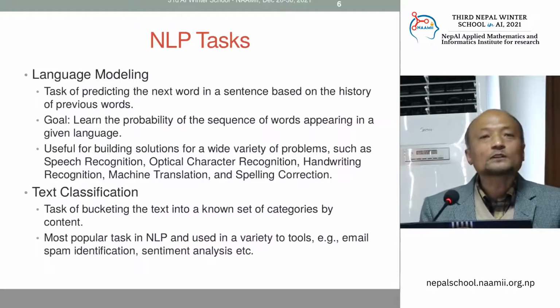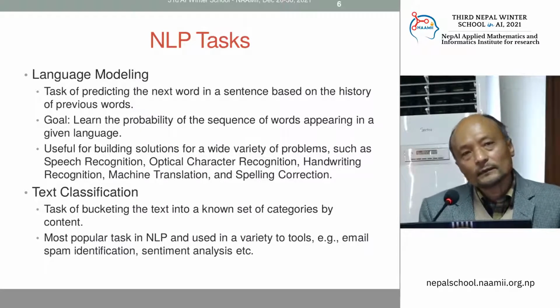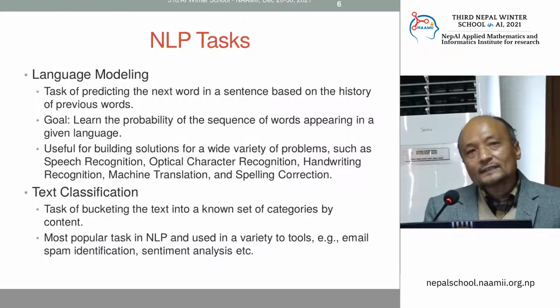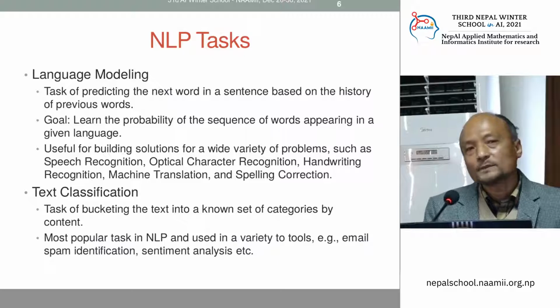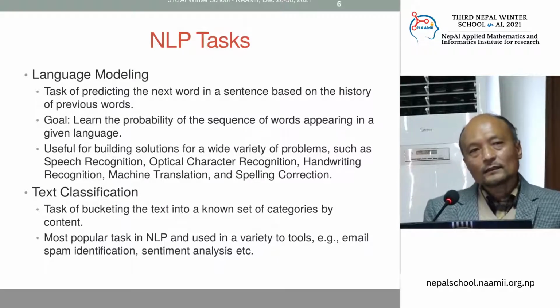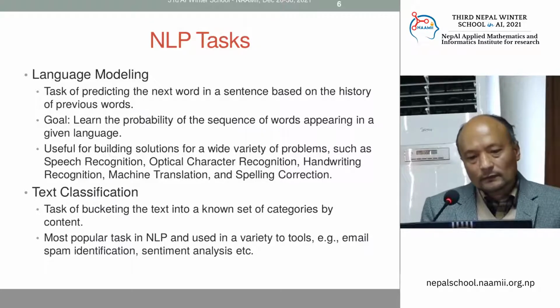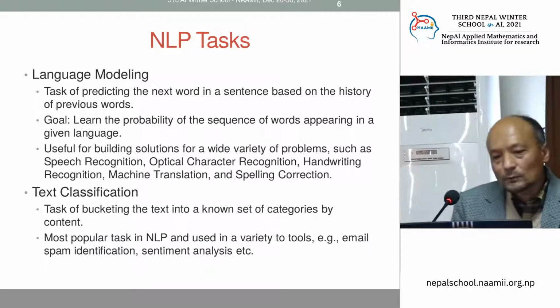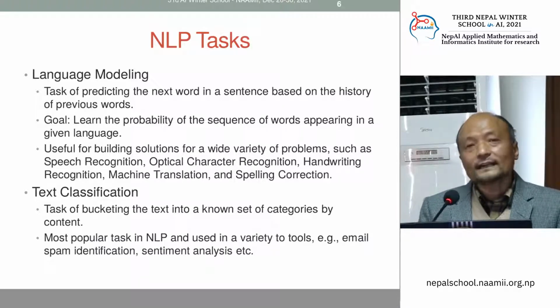Another application would be language modeling. Each language has its own structure, meaning English, for example, follows the subject, verb, object structure, SVO, as in I eat rice, whereas Nepali, for example, follows a subject-object-verb structure, SOV, as in ma bhat khanchu. So each language has its own language model, and language modeling is basically used for predicting the next word in a sentence based on the history of previous words.